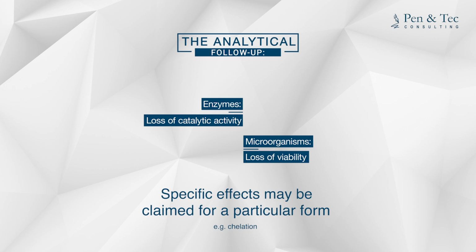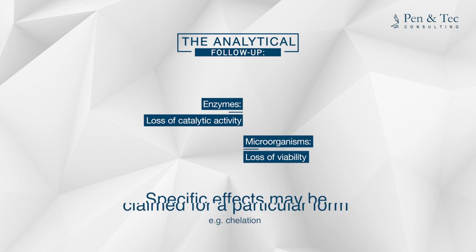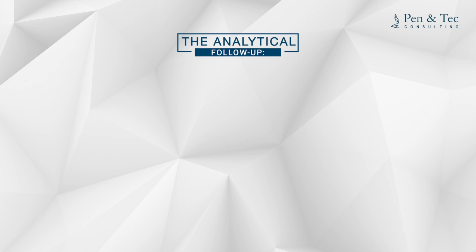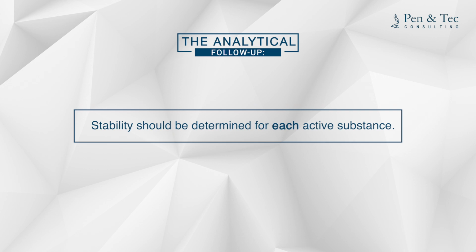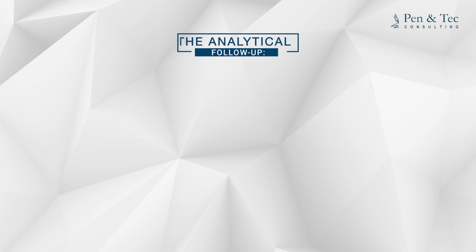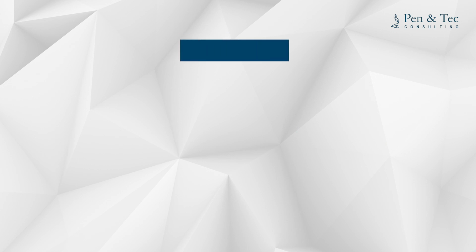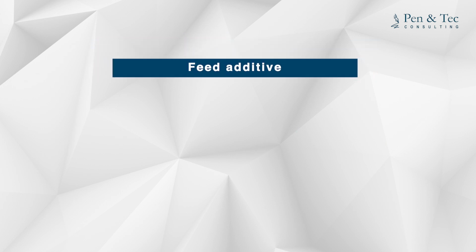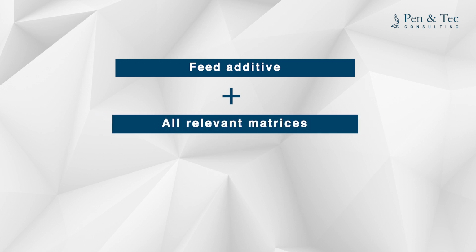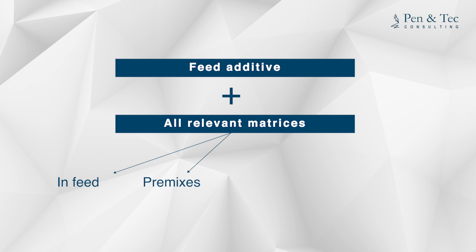An example is in the case of chelation. In the instance where there is more than one active substance, for example, in a mixture, the stability of each active substance in a mixture must be determined. Stability tests should be carried out on the feed additive itself and all its relevant matrices, including in feeding stuffs, premixes, feed processing, such as from mash to pellets, and in water.